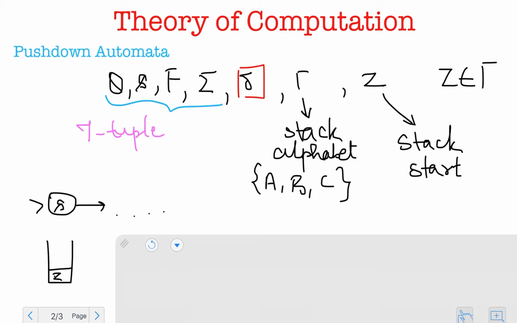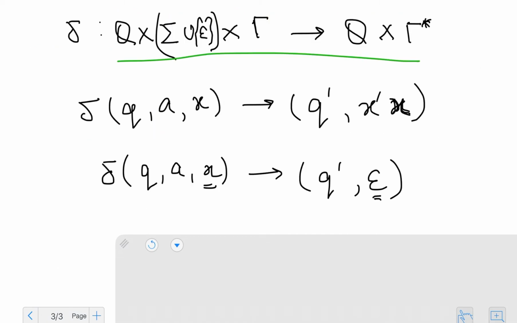And once again, the transition function goes from the set of states, Cartesian product with the input alphabet, Cartesian product with the stack alphabet, and it goes to a new state. So it goes to the set of states, Cartesian product with the stack alphabet star. So this is how a pushdown automaton is defined. And that's it for this video. This was the formal definition.